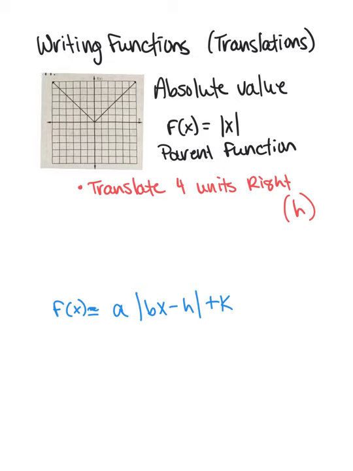So f of x is equal to the absolute value of x, and 4 units to the right, and if I remember correctly, H is my hypocrite, so if I want to go right, I'm actually going to write this as a negative 4.